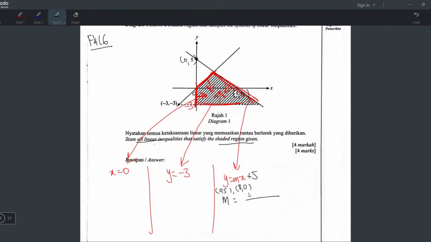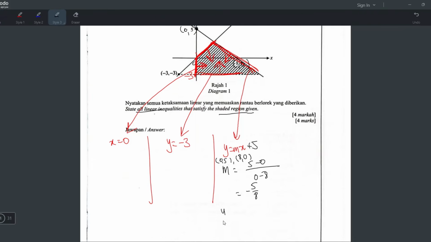Okay, so y minus y, 5 minus 0, x minus x, 0 minus 8. So the answer is negative 5 over 8. And the equation is y equals negative 5 over 8x plus 5.